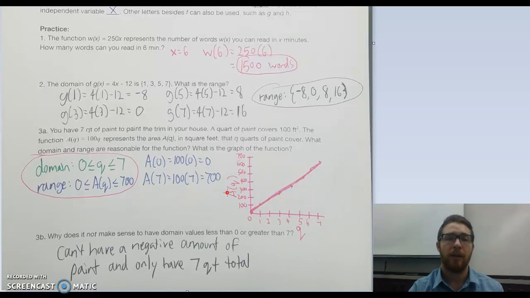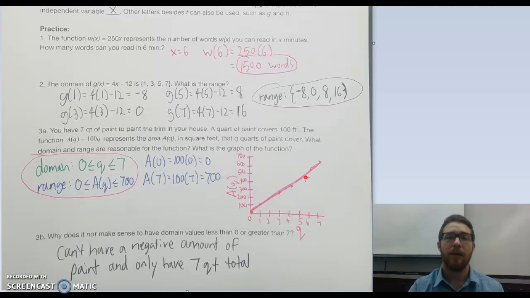If I'm putting this into a graph, again, we want to make sure my independent variable, your domain, your q, goes along the horizontal axis, and my area goes along the dependent, vertical axis. And all I have to do, again, is take 0 and 700, plug those in, and I can also figure out some values along the way. If I plug in 1, I get 100, 2 is 200, and 3, 4, 5, 6 all follow that same pattern, so 300, 400, 500, 600.